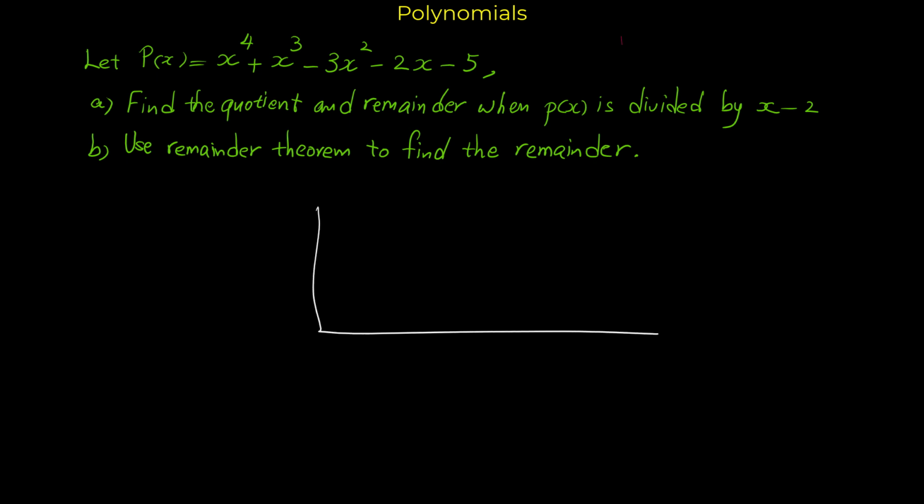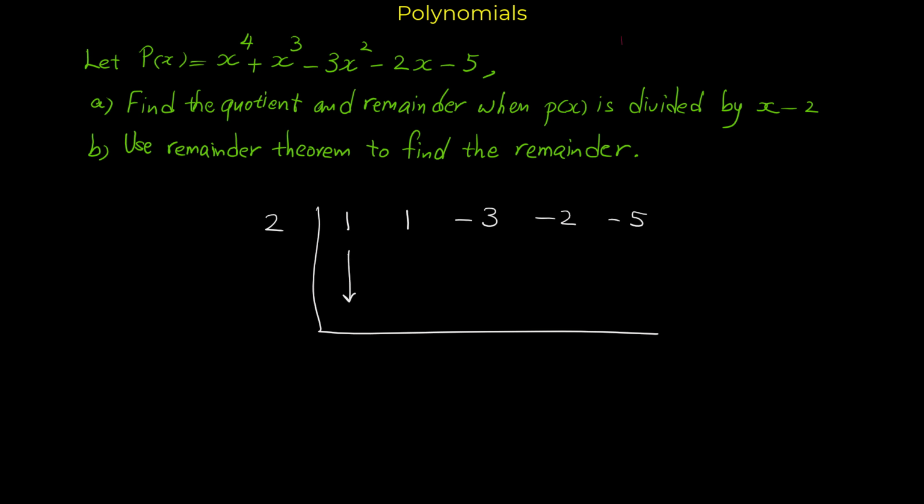As usual, we draw something like this. We put the coefficients in order. The coefficient of x^4 is 1, the coefficient of x^3 is 1, the coefficient of x^2 is negative 3, the coefficient of x is negative 2, and the constant term is negative 5. And because we want to divide it by x minus 2, what number do we have to put here? Opposite sign of negative 2, which would be 2. So we have to put 2 here.